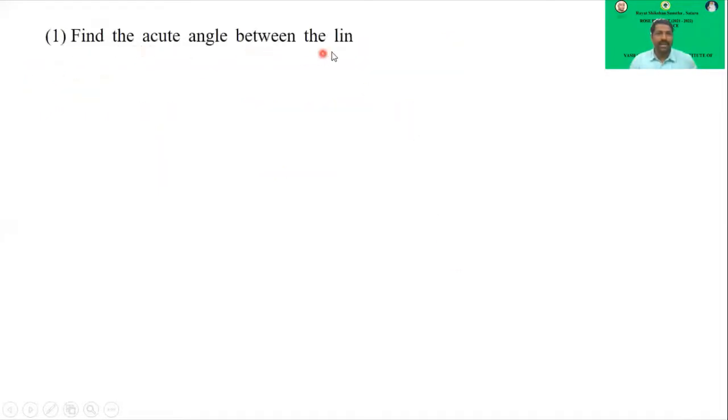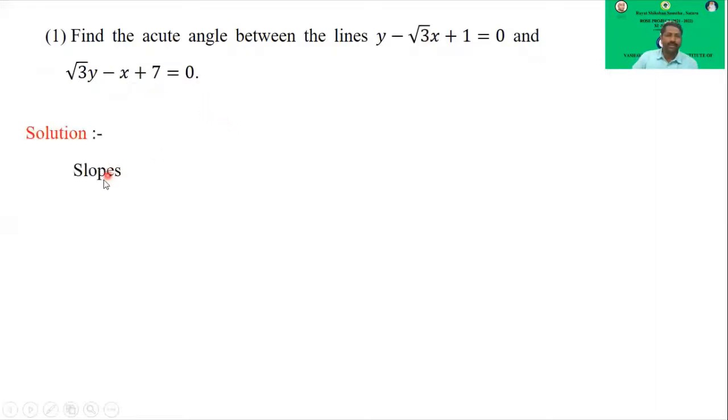Find the acute angle between the lines y is equal to root 3x plus 1 and root 3y minus x plus 7. Solution: we have seen the formula of the acute angle between the lines.